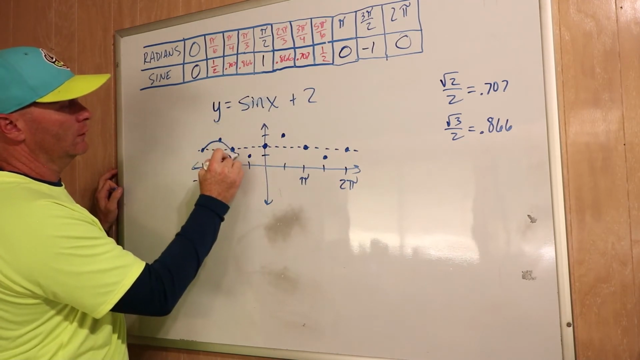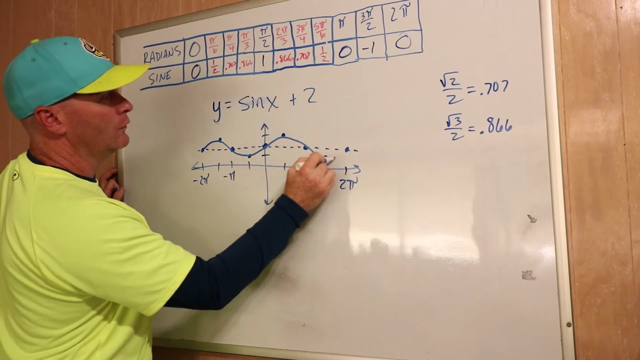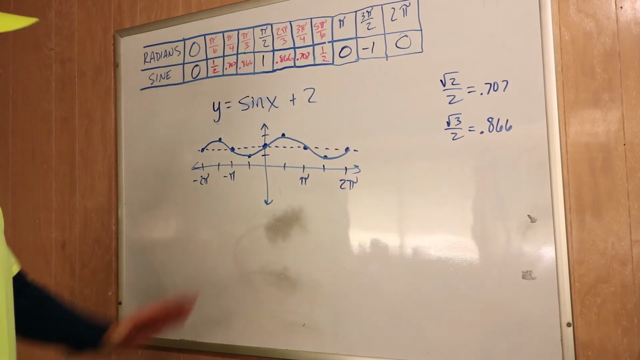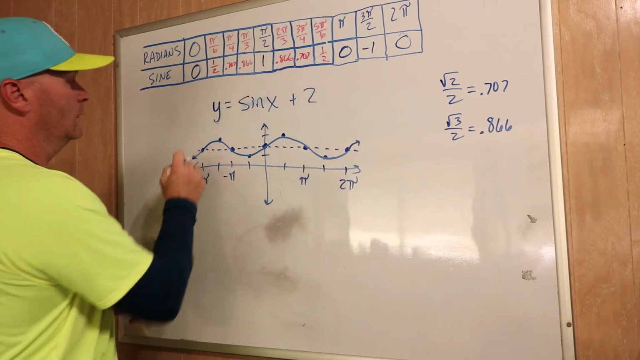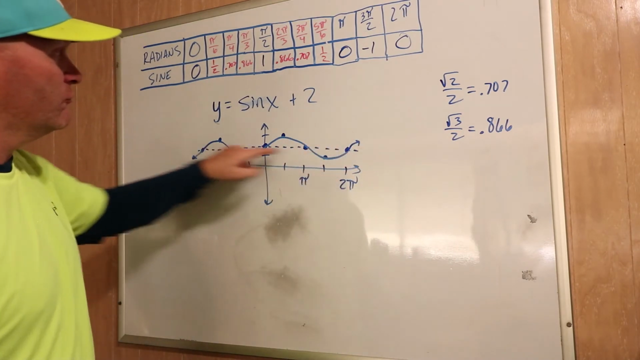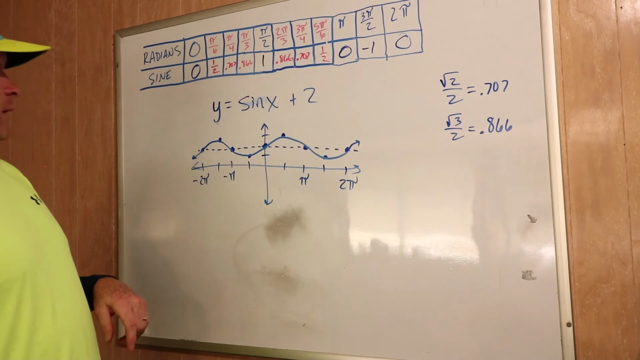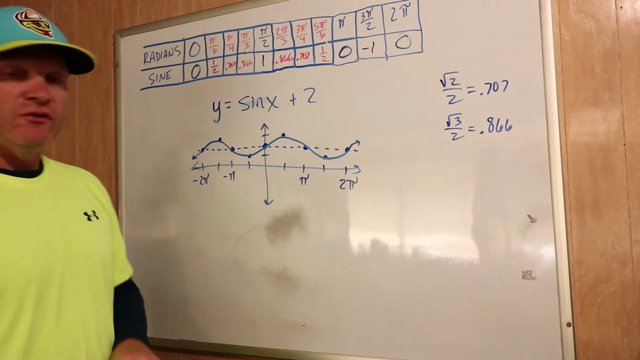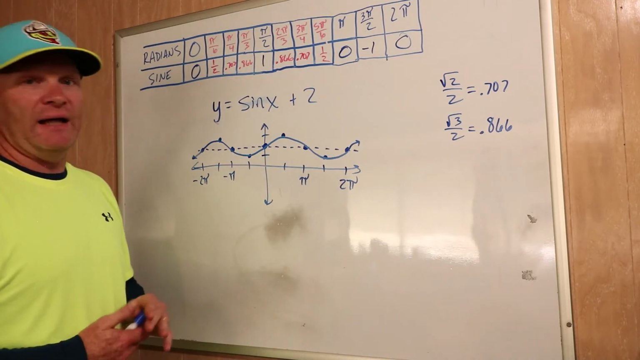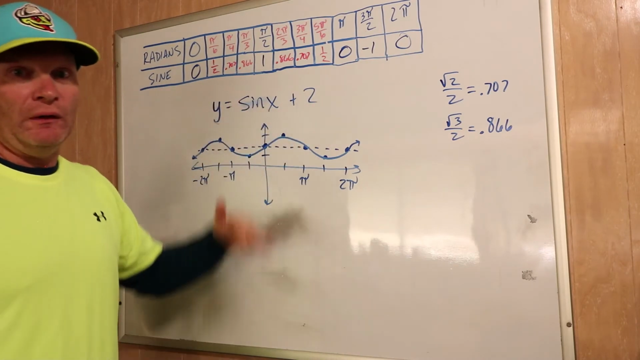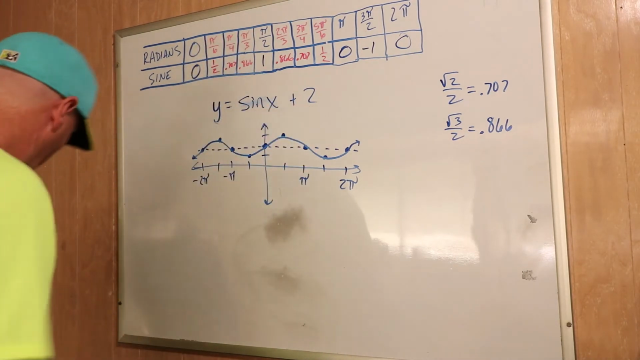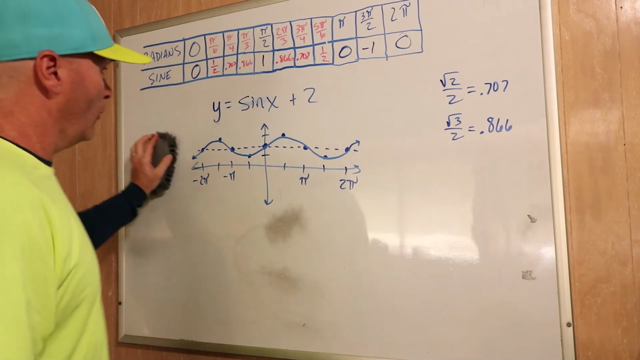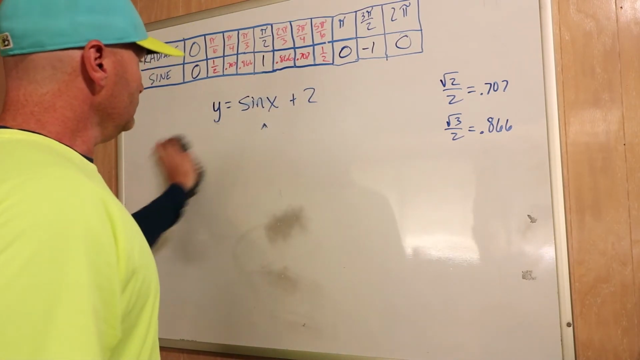So there's our graph. Period is still 2 pi. It takes 2 pi to get all the way through there. Our midline is positive 2. I guess that's it. So adding a number at the end, just like it's been all year, is a vertical shift. It moves the midline up 2. Or it moves all the points up 2 if you want.